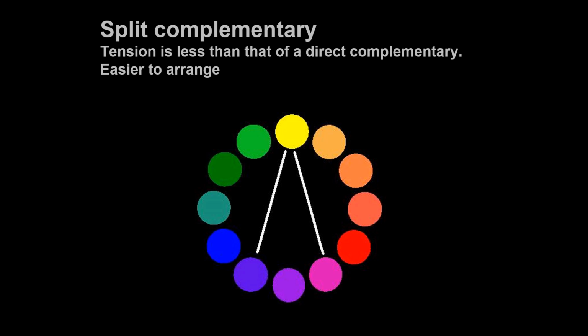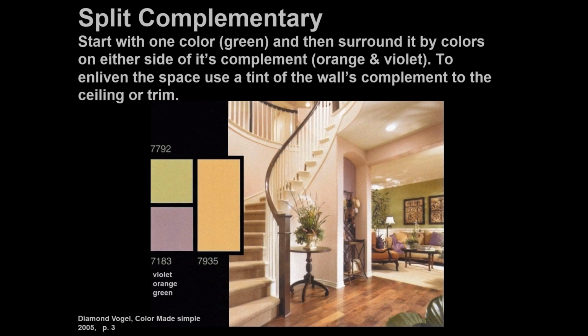Split complementary is another way of having some sort of tension between the colors, some sort of dynamics between the colors, but instead of being directly across and straight across, which will give us the most dynamic element, we go to the sides, and that kind of gives us some interest without having that jarring sensation. Here's an example of violet, orange, and green.